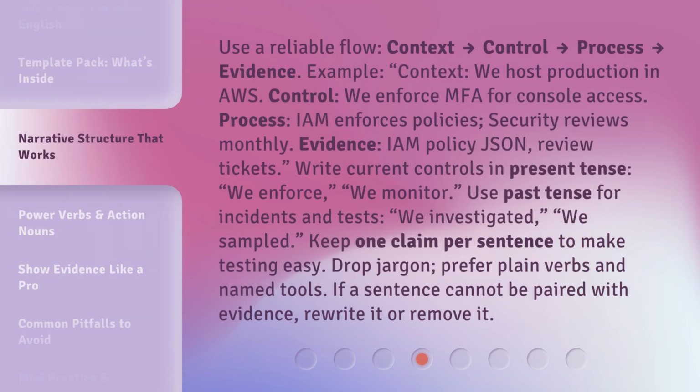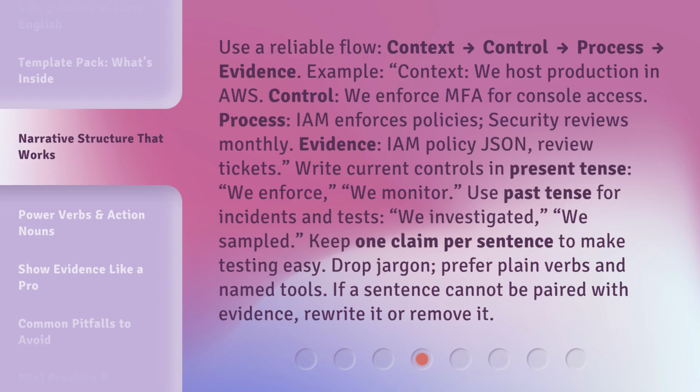Use a reliable flow: context, control, process, evidence. Example: context: we host production in AWS. Control: we enforce MFA for console access. Process: IAM enforces policies. Security reviews monthly. Evidence: IAM policy JSON, review tickets.